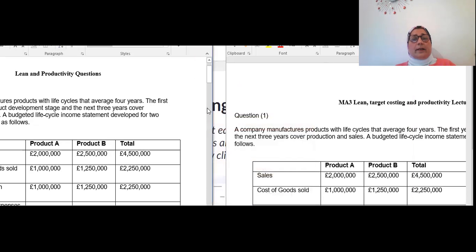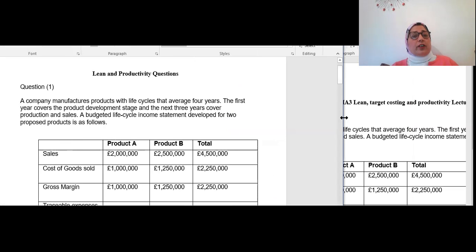The question says the company has two products, manufacturing a product with a life cycle that averages 4 years. So they are producing something for 4 years. The first year covers the product development stage, and the next 3 years cover production and sales.